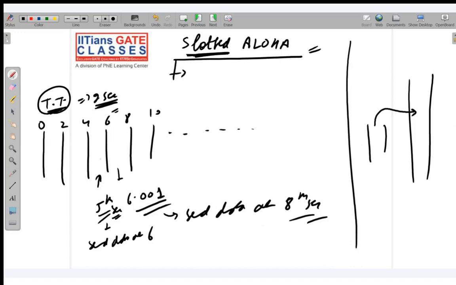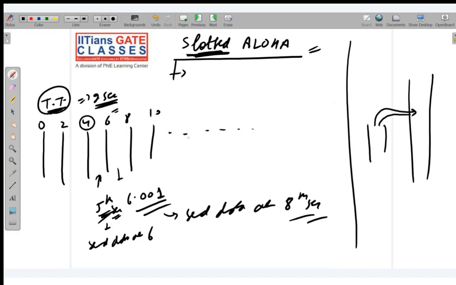If at the 4th second, or at the 5th second, you want to put your car onto the highway, you will wait till 6. At 6 you will put your car onto the highway and you have to bear the result, whatever may be the result. That is the basic meaning of slotted ALOHA.